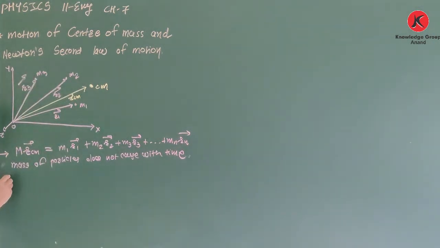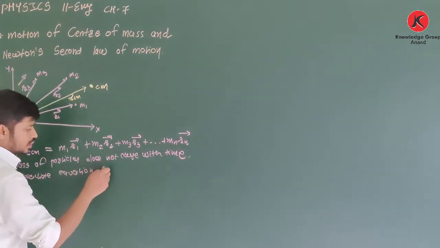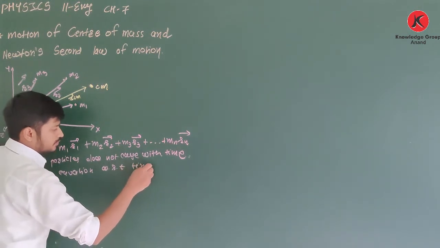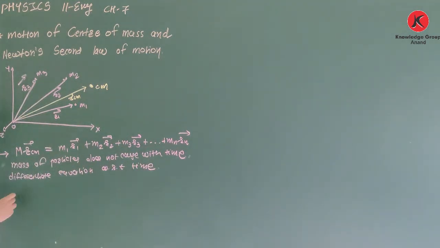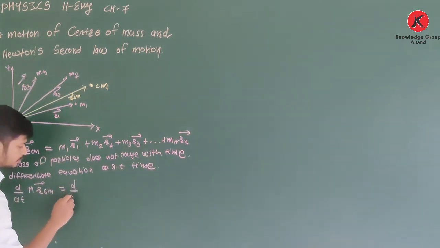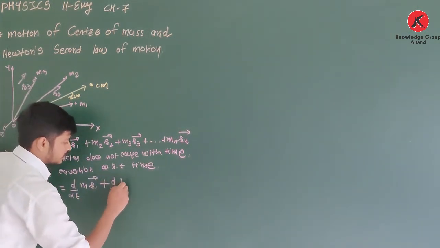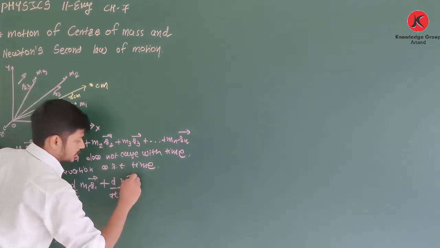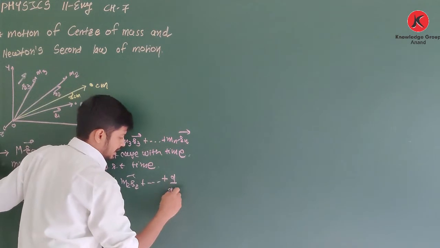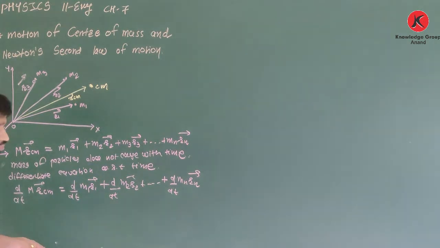Then if we differentiate this equation with respect to time, that is d upon dt of M r center of mass is equal to d upon dt of m1 r1 plus d upon dt of m2 r2 plus so on, d upon dt of mn rn. Now the mass of particles does not change with time.